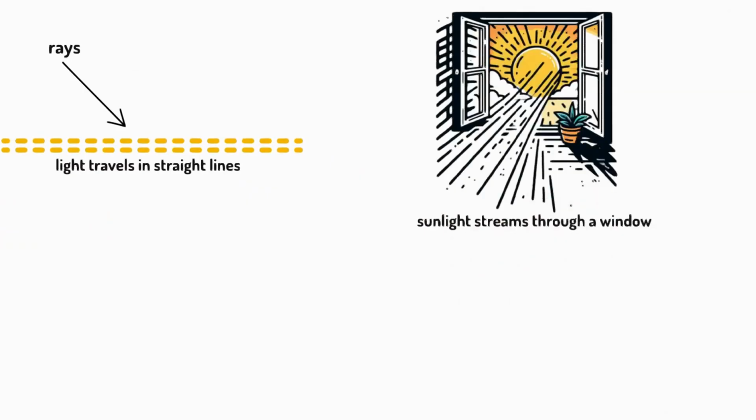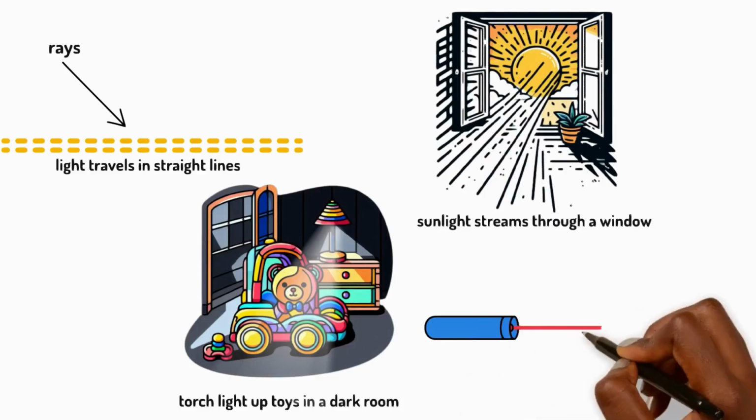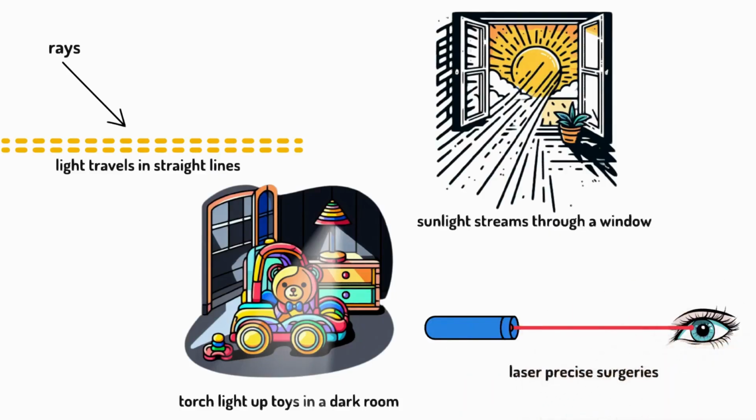Or, like how a torch lights up toys when it's shone in a dark room. The light rays travel straight from the torch to the toys. Another example where light can clearly be seen travelling in straight lines is using a laser during precise eye surgeries.